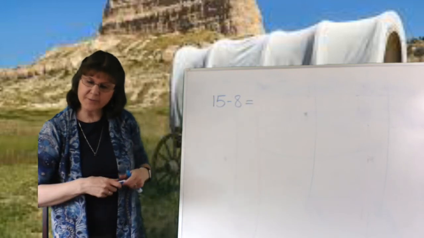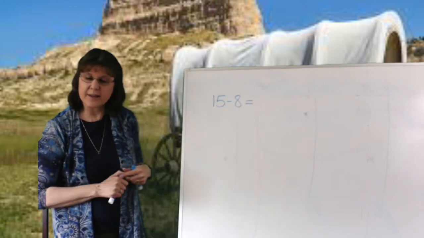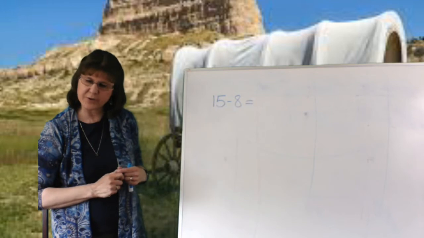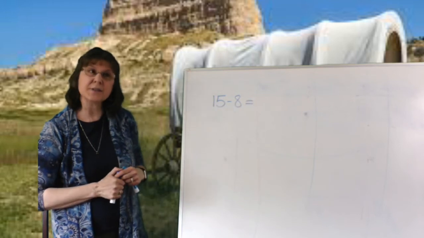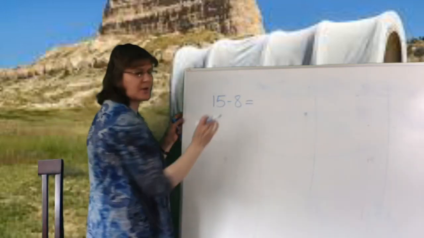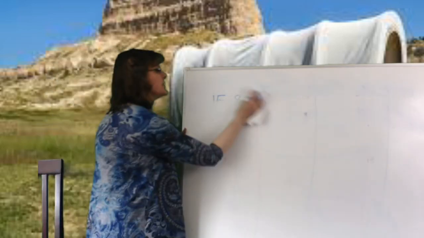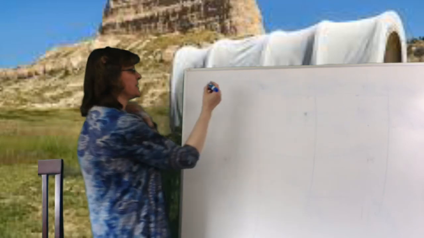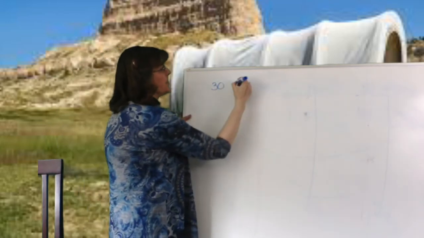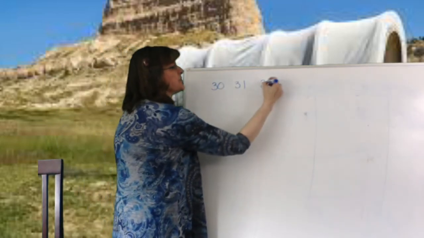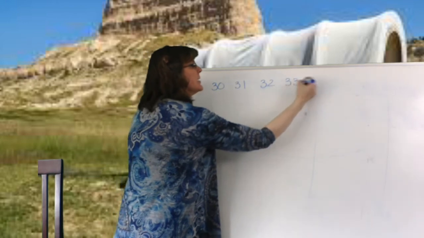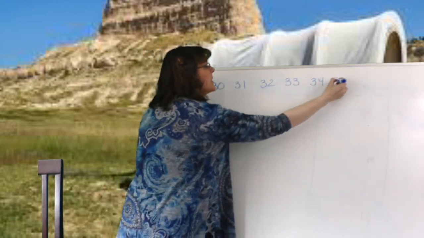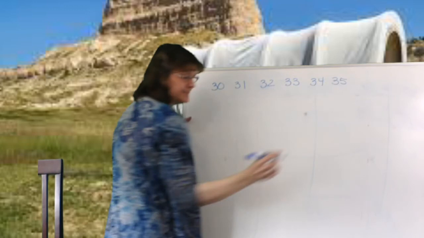And now we have a story challenge. It's a riddle. I'm a number less than 35. I have 3 tens and some ones. So let's write the numbers from 30 to 35, because we know it has to have a 3 in the tens place. So here's 30, 31, 32, 33, 34, 35.